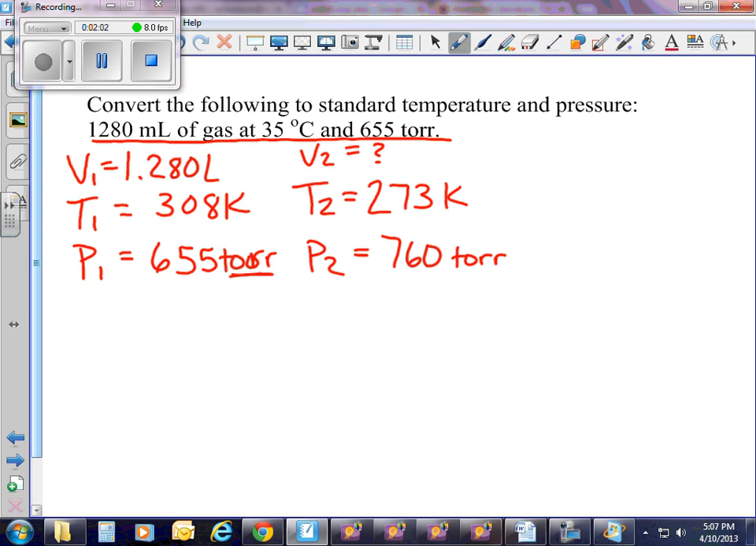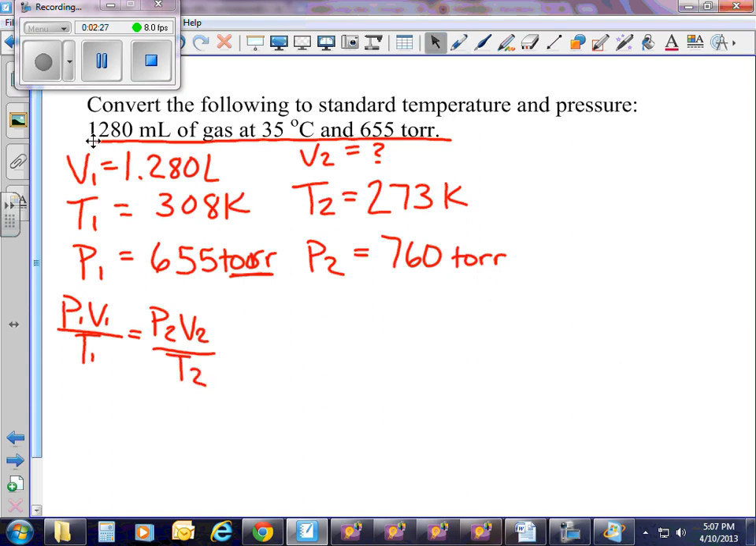We know that pressure and volume are inversely related, so we have to multiply them. We also know that pressure is directly related to temperature, so I have to divide it, same with volume and temperature. So these are going to be my ones on this side. Then I just set it equal to the 2's.